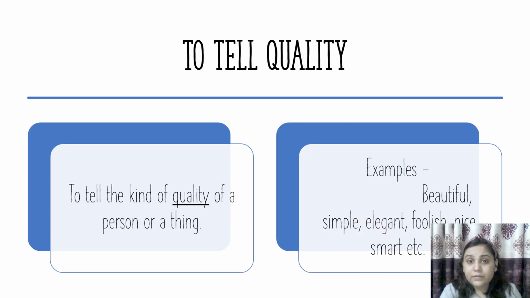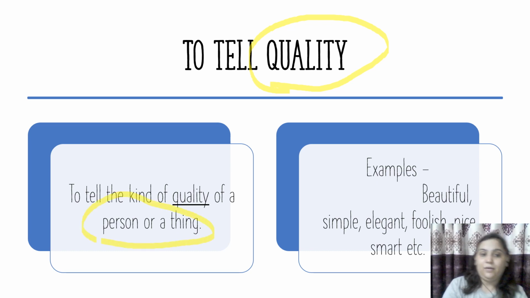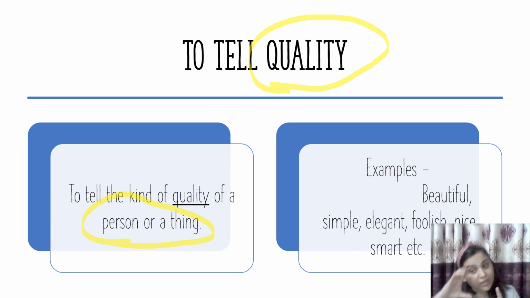Next we have to tell quality. The initial one was quantity. This one is quality. Whenever we talk about quality, it means to tell the kind of quality of a person or a thing. In quantity we only refer to a thing, or something which we cannot count. But here we are talking about telling the kind of quality of a person or a thing.